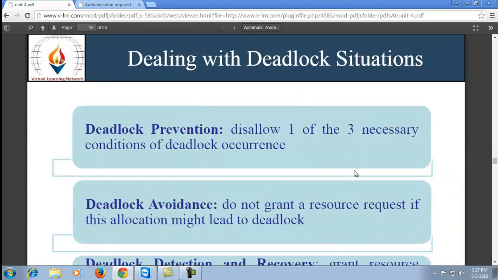Now, dealing with deadlock situations. For prevention, disallow one of the necessary conditions of deadlock occurrence. If we are able to do this, we can prevent our system from entering the deadlock condition. Deadlock avoidance: do not grant a resource request if this allocation might lead to deadlock. If any process requests a resource which may cause the occurrence of deadlock, do not allow that resource to be acquired by that particular process.